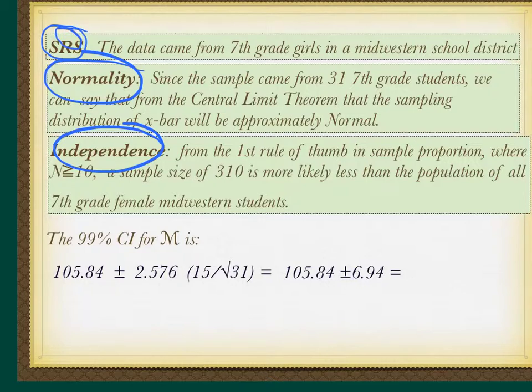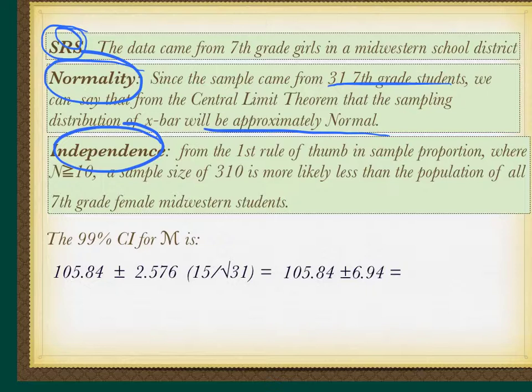Since the sample came from 31 7th grade students, then we know that when I take a lot of samples of a normally distributed population, and IQ is a normally distributed value across the population, then a sample of 31 of a normally distributed population is going to create a normally distributed distribution. So then I know, because of the central limit theorem, that the distribution of sample means is going to be approximately normal. I have to state that.